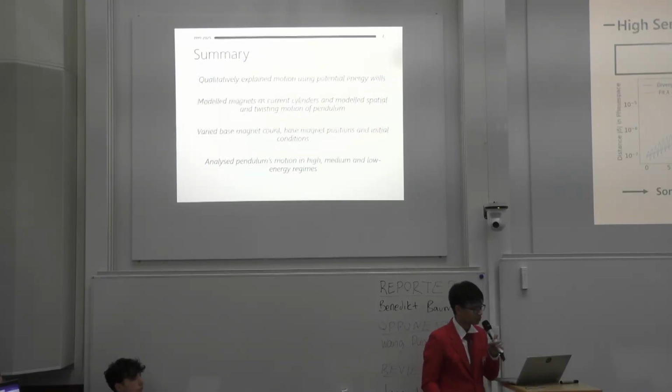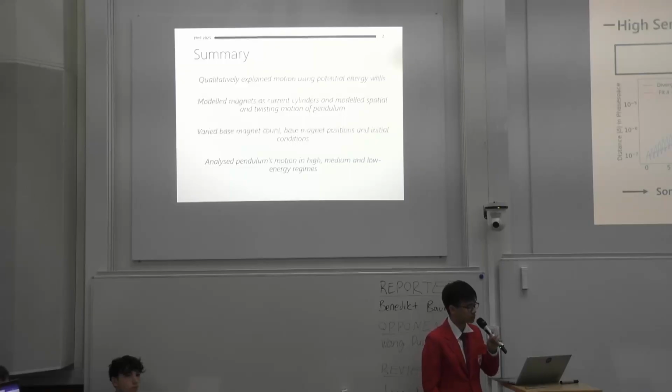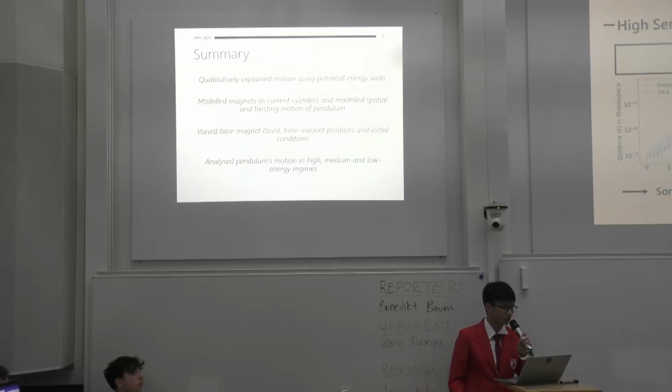The reporter firstly quantitatively explained the motion using the potential energy wells. He then modeled the magnets as current cylinders and modeled the spatial and twisting motion of the pendulum. He varied the base magnet count, the base magnet positions, and the initial conditions of the magnet, and lastly, analyzed the pendulum's motion in different regimes.